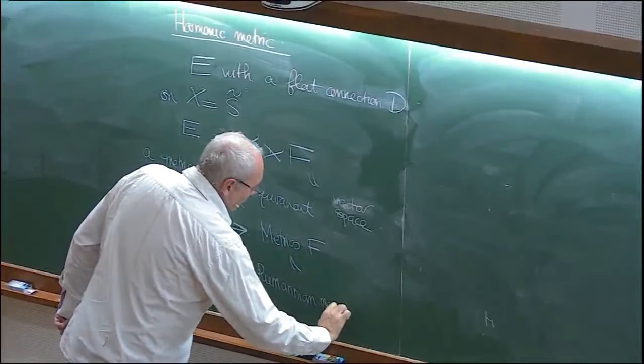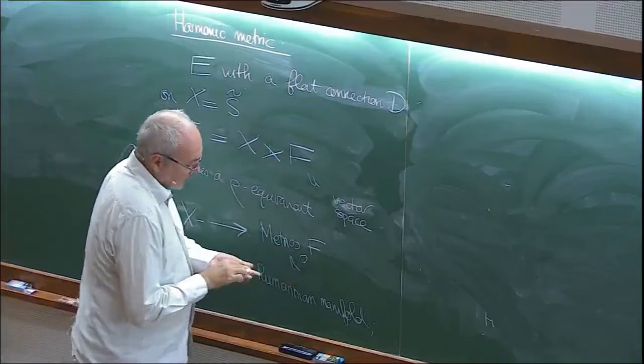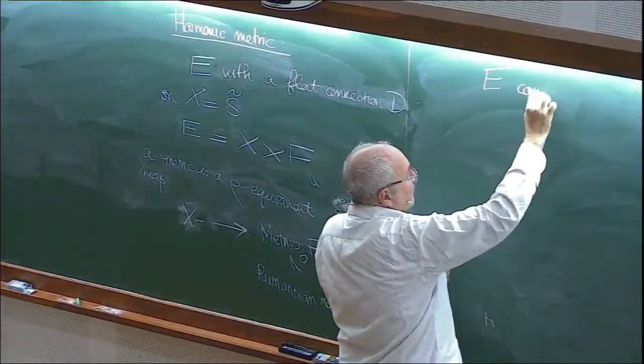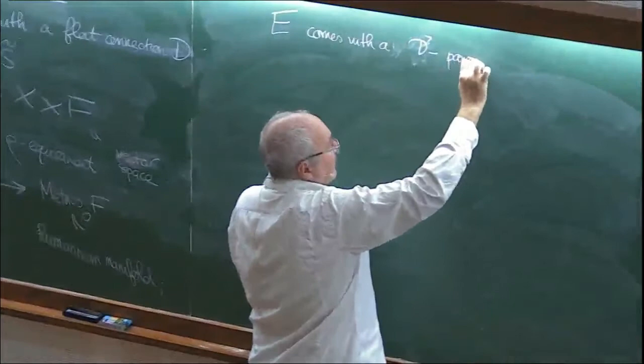So when I'm going to make some restriction of my matrix, I'm going to consider only the matrix with a fixed determinant. Something I should have said before: E comes with an invariant volume form, a parallel volume form, with ∇ parallel to the volume form.